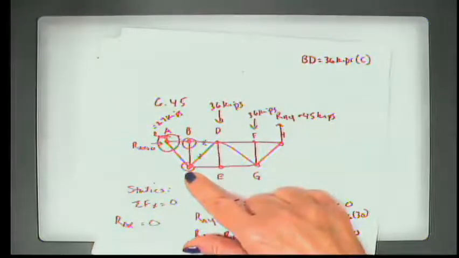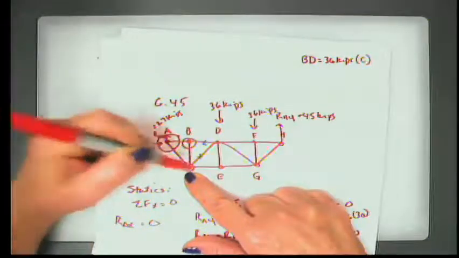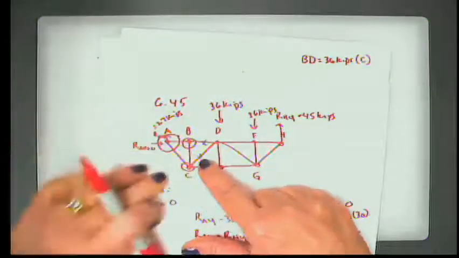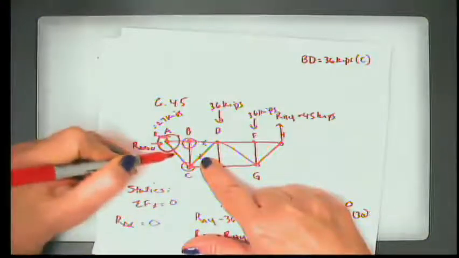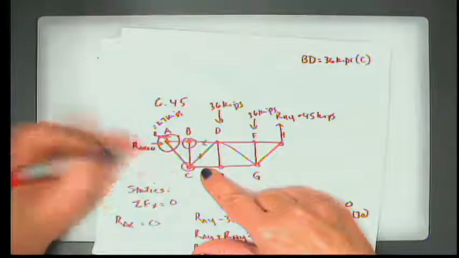But if we come here to point C, we already know AB from our first joint. We know that this is neutral. We don't know this, but we know this. And we need to know this, pardon me. So this is known, this is known. We have 2 unknowns and 2 equations.